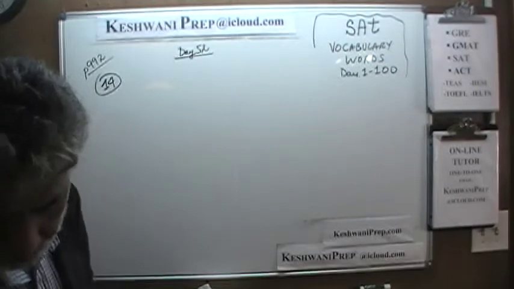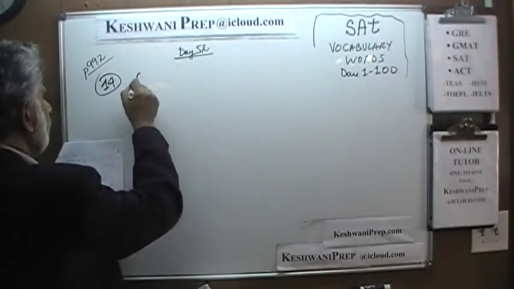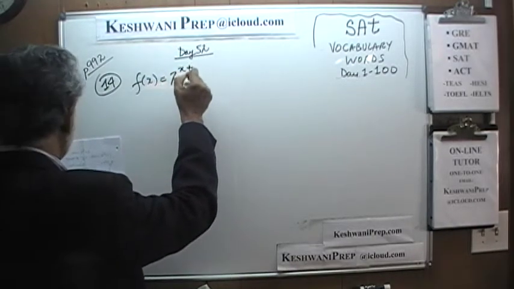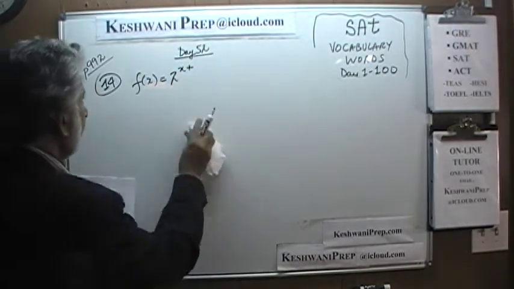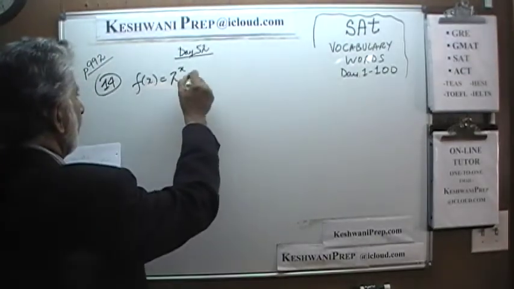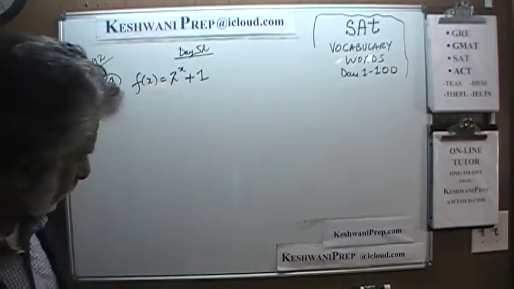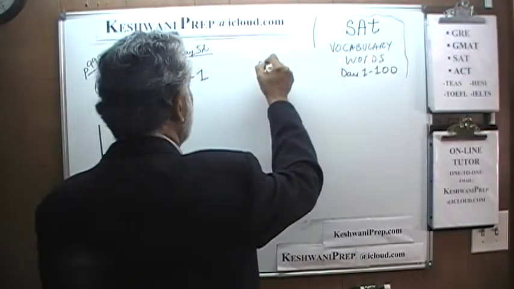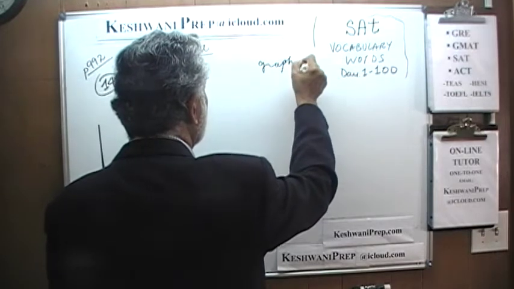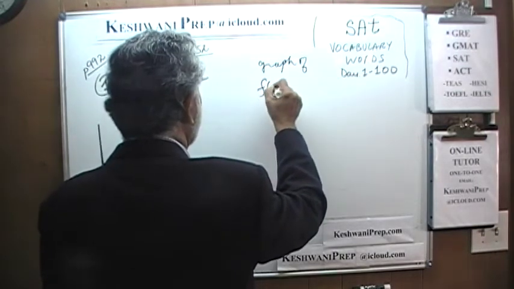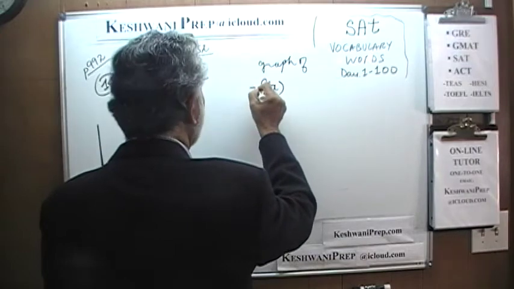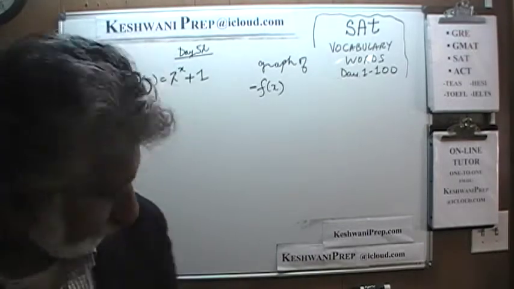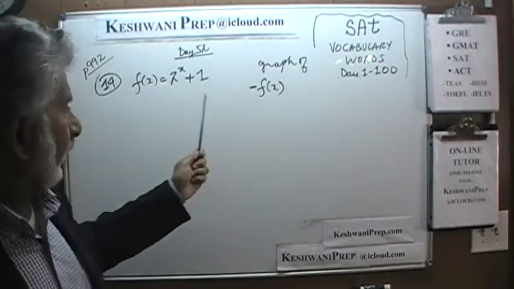In number 14, we are given a function that looks like this, raised to x plus 1. The question is, what does the graph of negative f of x look like?